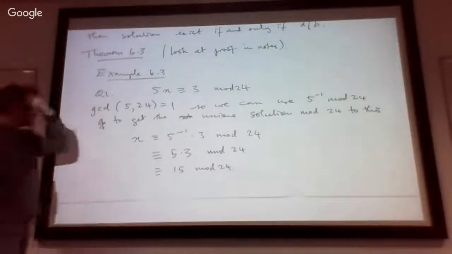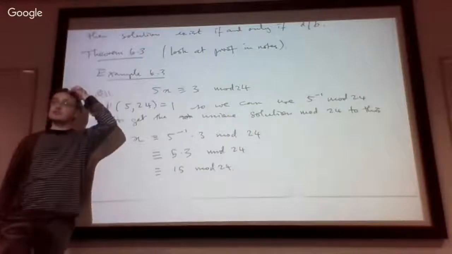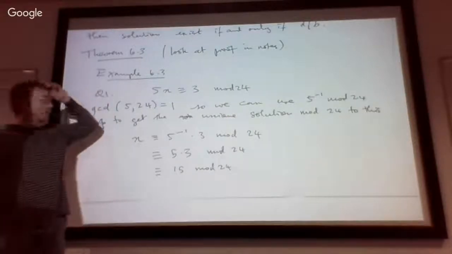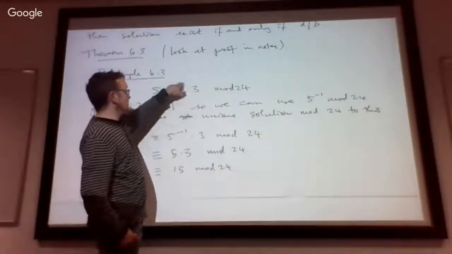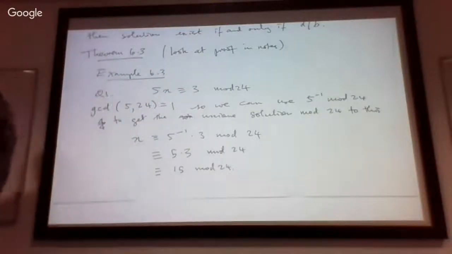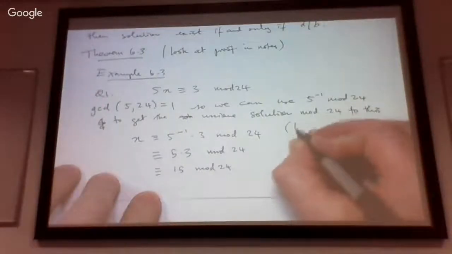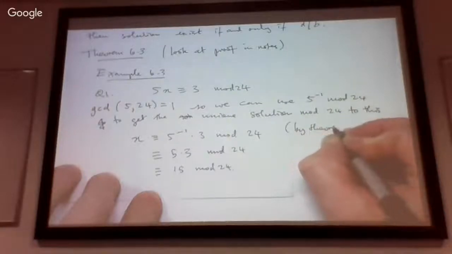You can check it out if you want. What's 5 times 15? It's 75. Well, if you bring the 3 over the other side, subtract 3, you get 72. Is 72 congruent to 0 modulo 24? Yeah, it is. It's 3 times 24. Okay, so it checks out. So what was I using there? I was using theorem 6.4.